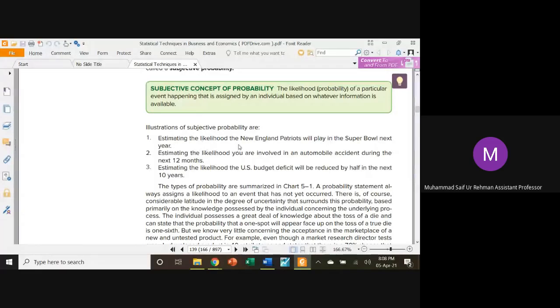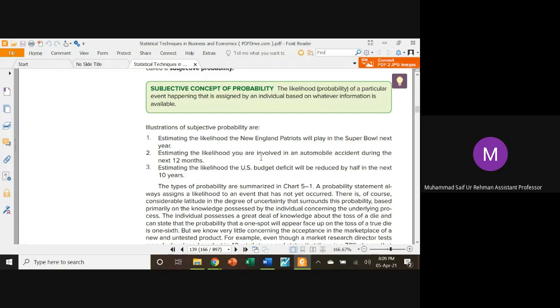Estimating the likelihood the New England Patriots will play in the Super Bowl next year. It depends on whether they are going to play or not. Some people may say that yes, they will play. Some may say they will not play, or some may say that 70% are the chances that they will play. Some other person may say that no, there are 30% chances. So everybody makes his own guess. So this is the subjective probability that is not based on some experiment. Basically, it depends upon experience.